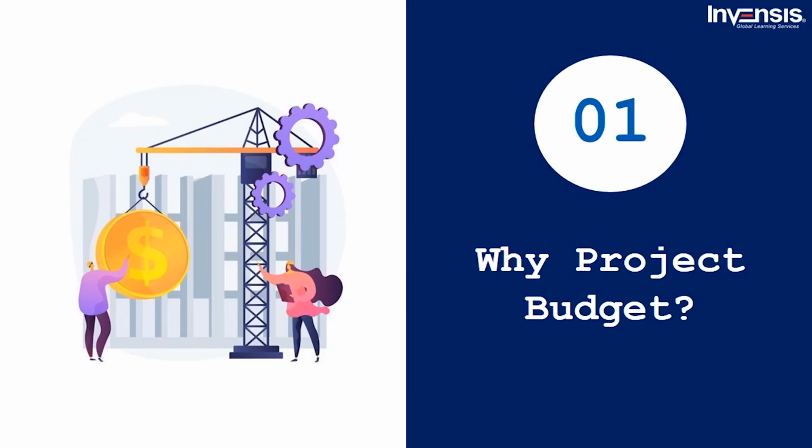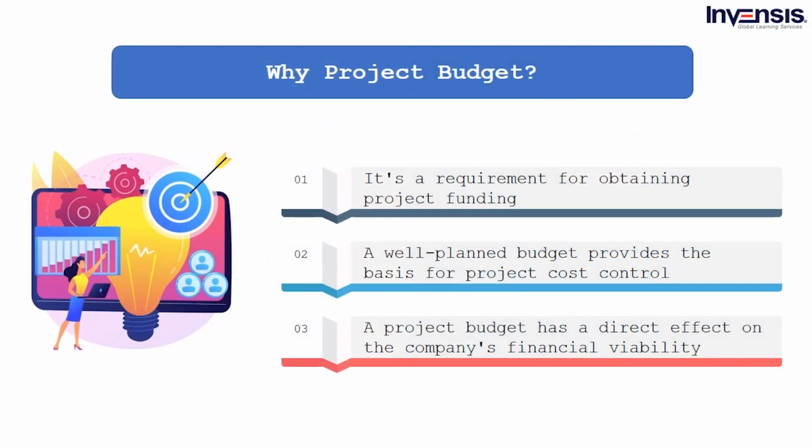So let's start with the first topic: why does one need a project budget? First, it's an important part for securing the project funding. The figures will show stakeholders how much money is required to complete the project and when it is required.